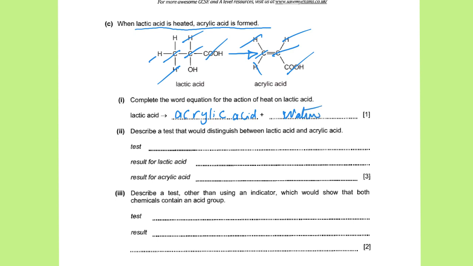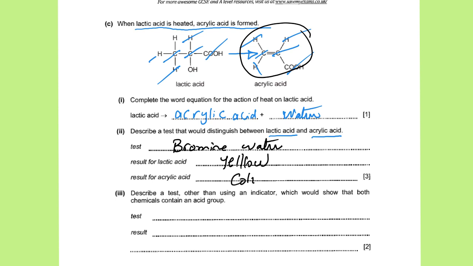Describe a test that distinguishes between lactic acid and acrylic acid. Yeah, we have a double bond here. Okay, so we add bromine water. Don't say no color change. Give the color. The color will remain yellow or brown or orange in some books. And here, it becomes colorless.